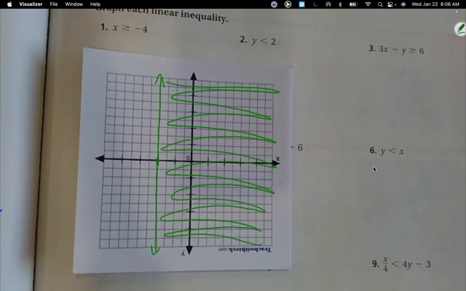It's numbers like 10 and 9, 8, 7, all those are bigger than -4. That's our answer. Okay, let's look at y is less than 2.